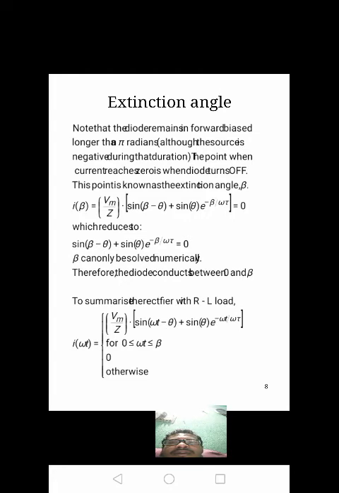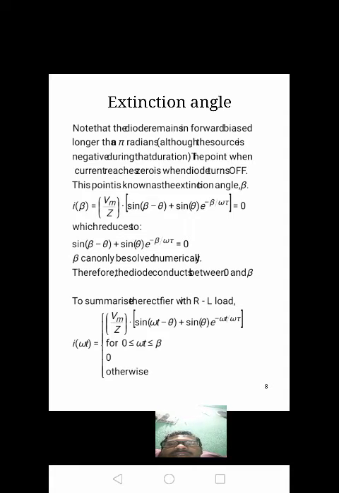Okay. Note that the diode remains in forward bias longer than pi radians. After pi radians also the diode is forward biased. The point when the current reaches 0 is when the diode turns off. The point is known as the extinction angle beta.